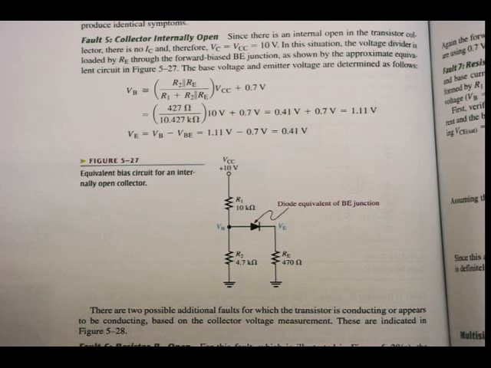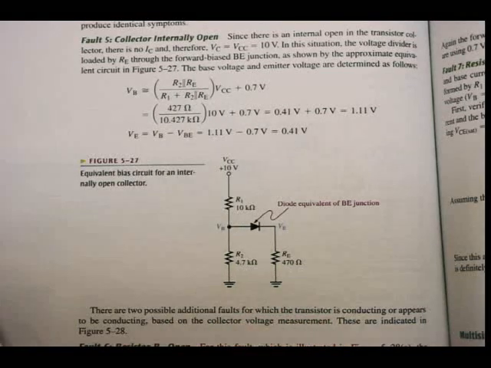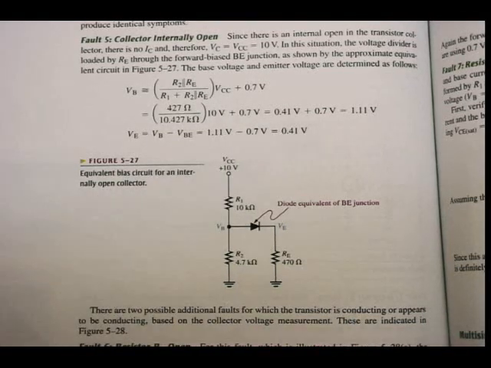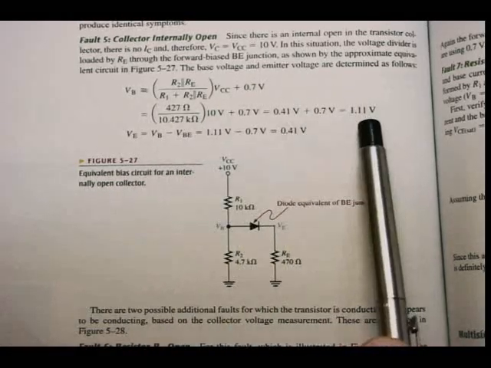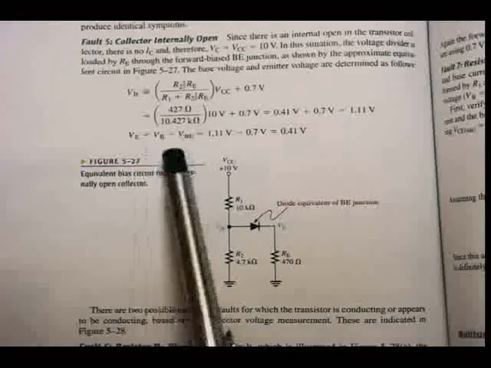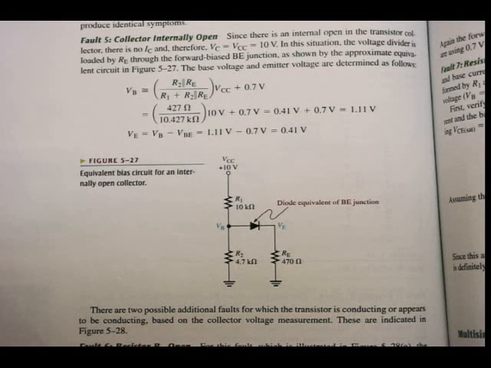In this situation, the voltage divider is loaded by RE through the forward biased base emitter junction, as shown in the approximation equivalent circuit. The base voltage and the emitter voltage are determined then as follows. VB, because of the loaded resistor, R2 in parallel with RE times VCC plus the 0,7 volt drop is going to give me approximately 1,1 volts. So VE is going to be 0,7 volts less than that. So be familiar with the voltages that you would be measuring approximately for these different conditions.